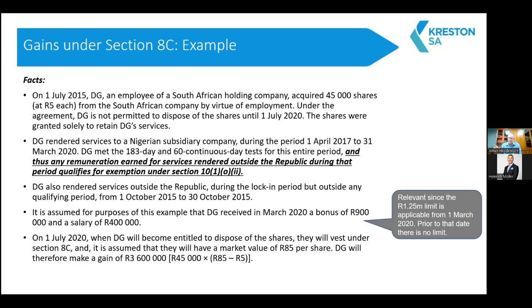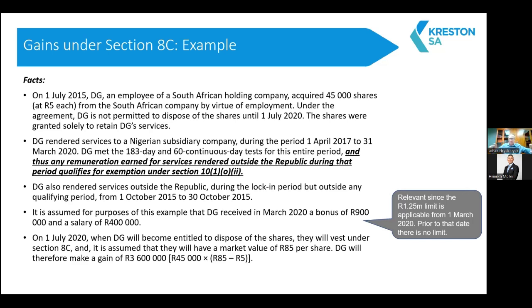So you've got an HC gain of 80 times 45,000 shares, which is 3.6 million rand. So in the normal situations, on 1 July 2020, 3.6 million rand comes to you in taxable income. You pay tax on it, and that's just the end of the story. All right. But now, DG rendered services.